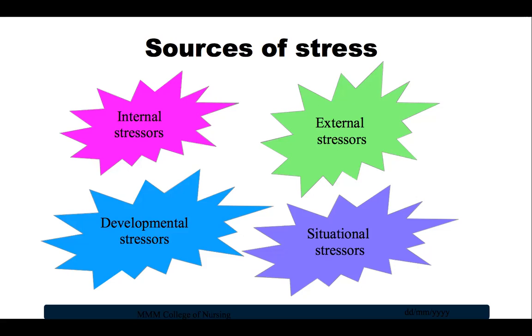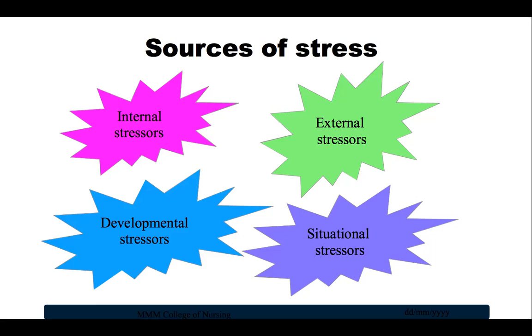Now let us see external stressors. These originate outside the individual. For example, a move to another city, a death in the family, or peer pressure. Developmental stressors occur at predictable times throughout an individual's life. For example, changes during puberty, pregnancy, or old age are all examples of developmental stressors.